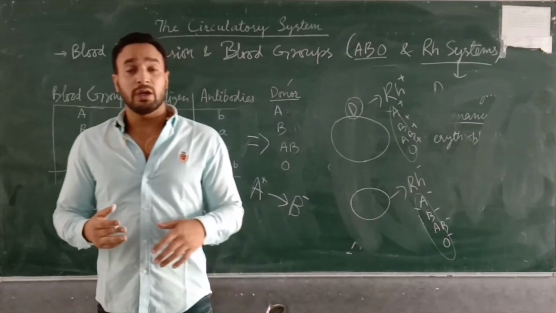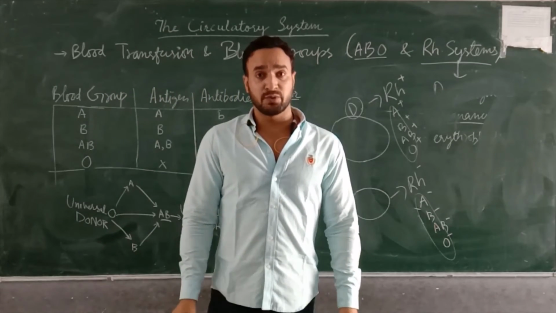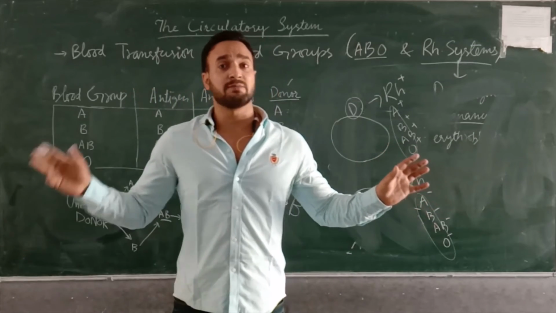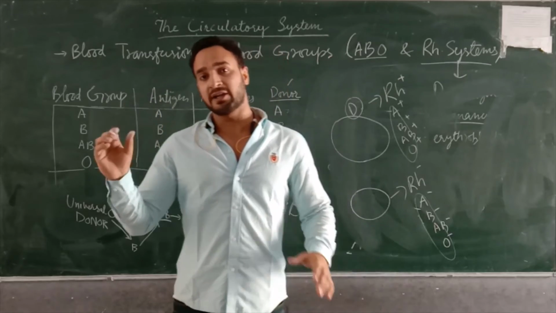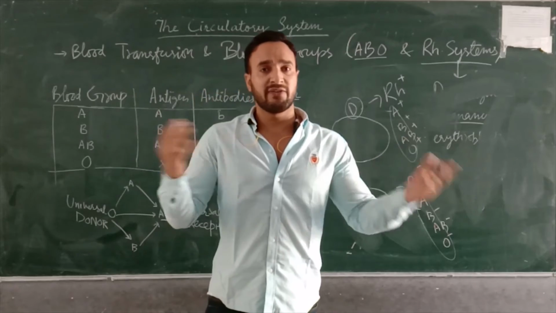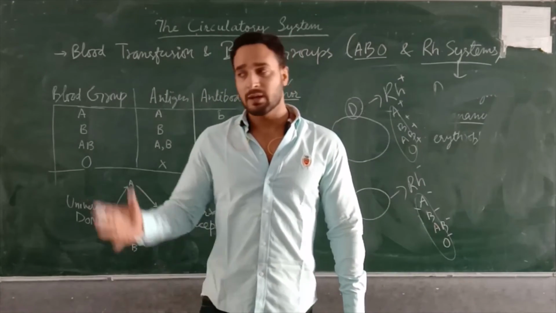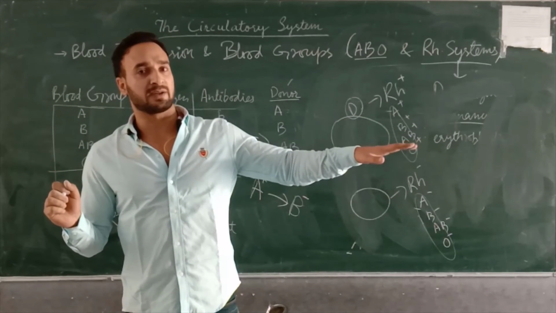Right? So now, in subsequent blood transfusions, this Rh positive blood cannot be given to this B person, this Rh negative person. Why? Because it has already developed antibodies against that Rh factor. It can result in fatal conditions. It can prove deadly to the person. Why? Because this person has developed antibodies against that Rh factor.